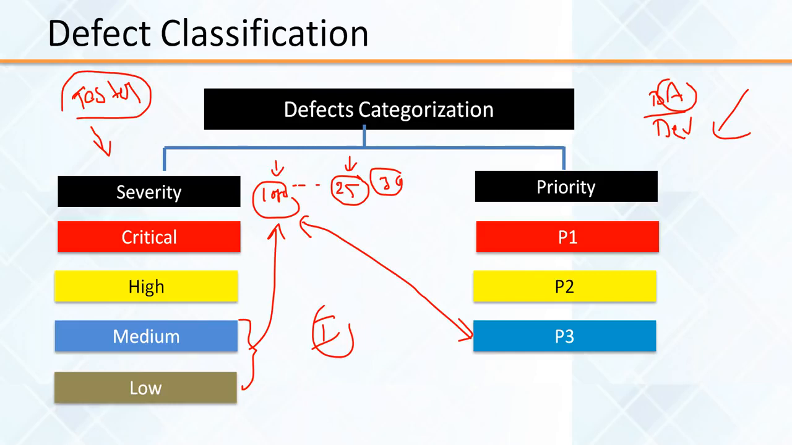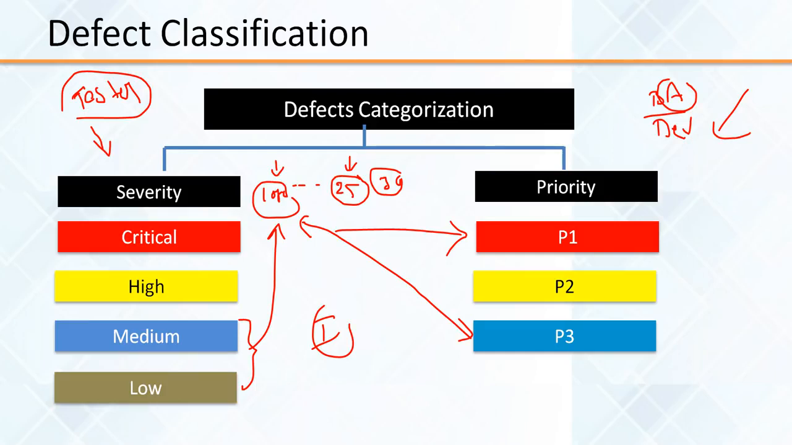But when we slowly reach the 25th day, in another 2 or 3 days we have to deliver the build to the customer. So here everything will change. Here the priority will be high, because in the next 1 or 2 days we have to release to the customer. So priority will be high and severity will still be low, but still the priority will be high. This is one case.